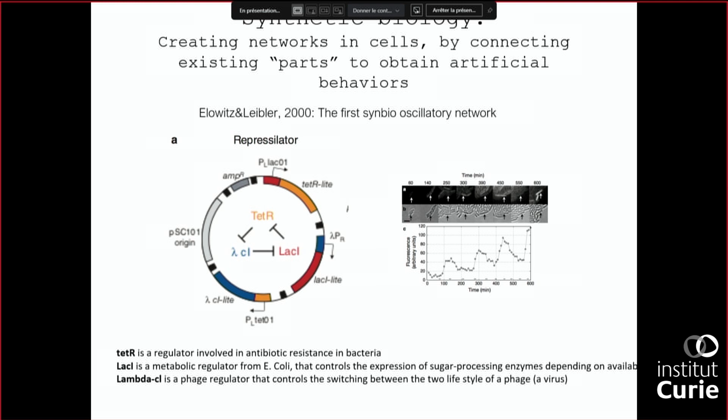Here we are following a fluorescent signal over time for single bacteria. We don't see where the fluorescence comes from on this schematic, but there is a fluorescent reporter that allows us to follow the concentration of those proteins. And indeed, you see that the system started to oscillate and implement the desired dynamics.